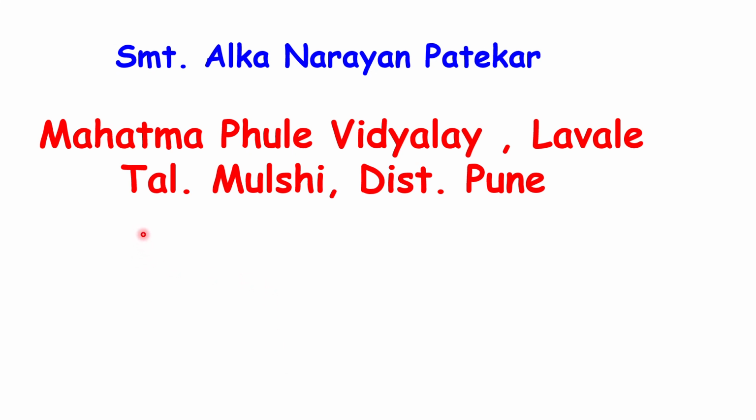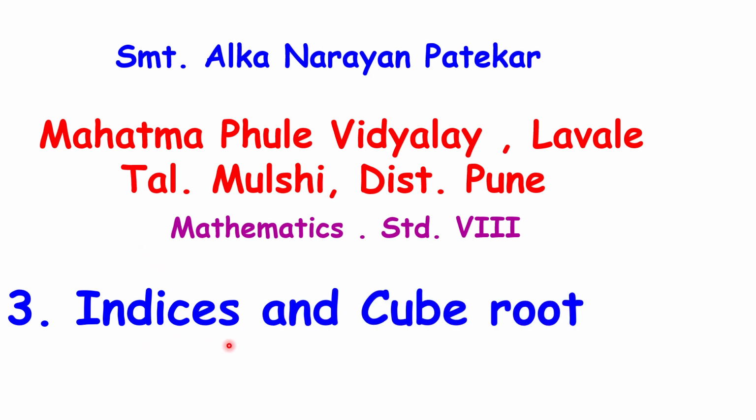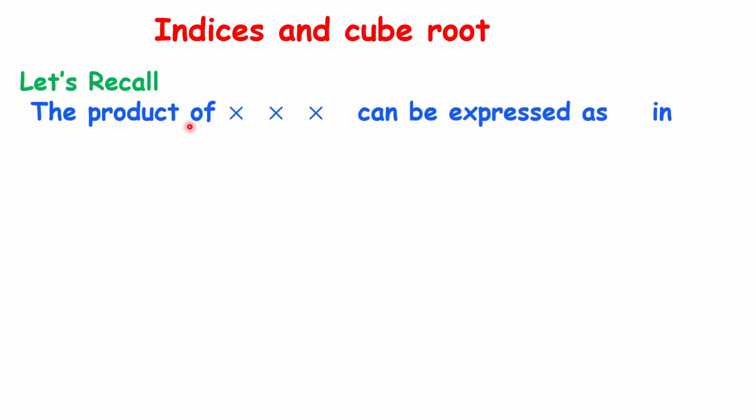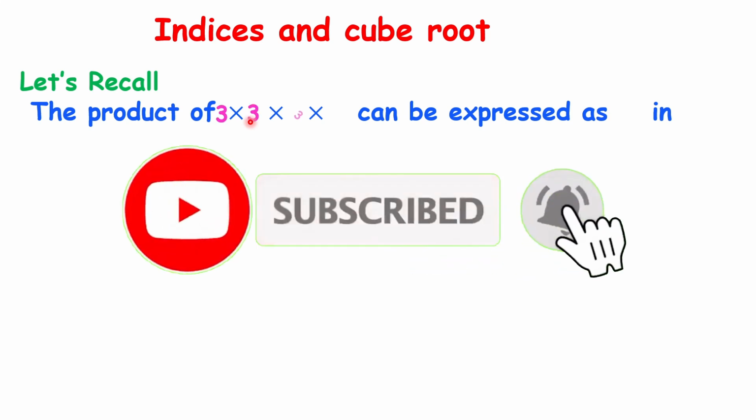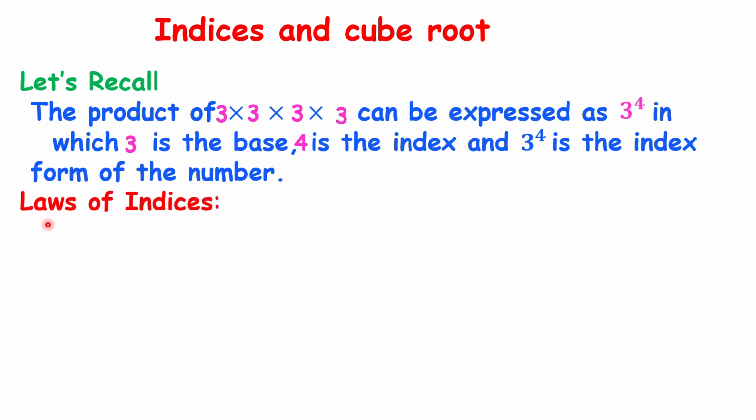Today we are going to study Mathematics Standard 8 Chapter 3 Indices and Cube Root. In that we will see the rules of indices. Indices and cube root. Let's recall. The product of 3 into 3 into 3 into 3 can be expressed as 3 raised to 4, in which 3 is the base and 4 is the index, and 3 raised to 4 is the index form of the number. Now we will see laws of indices.